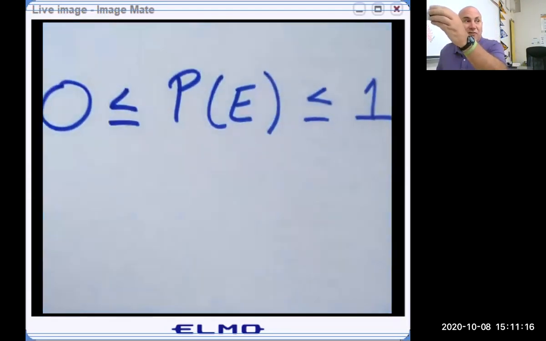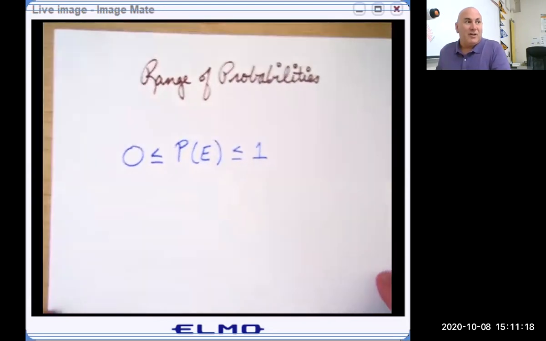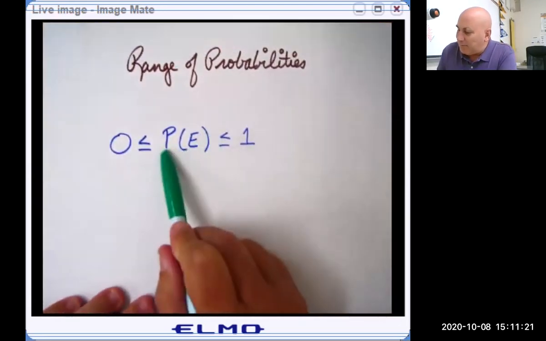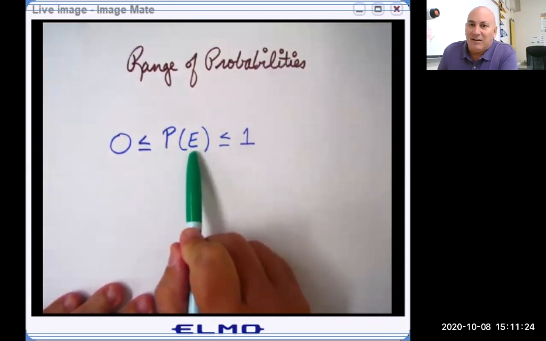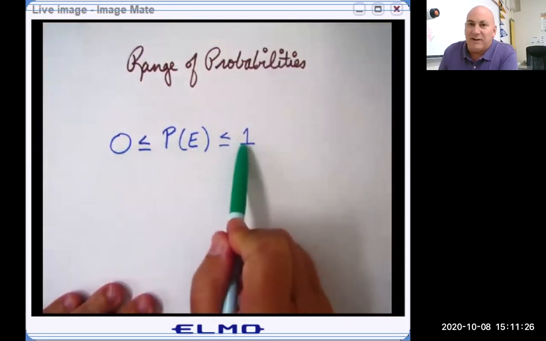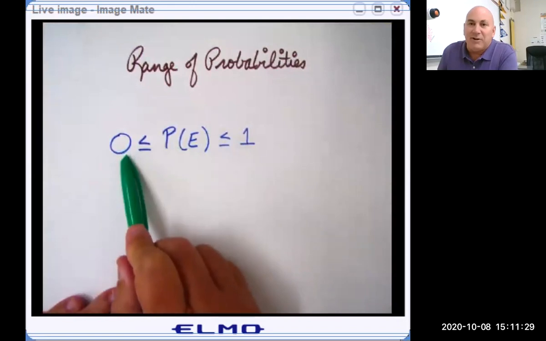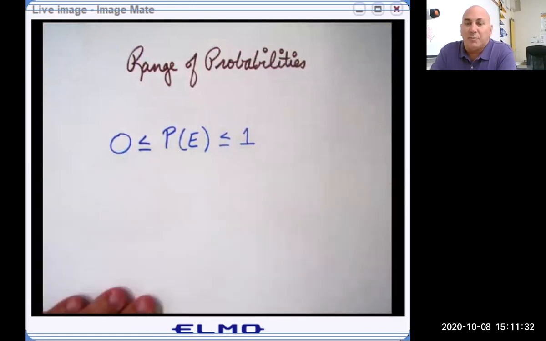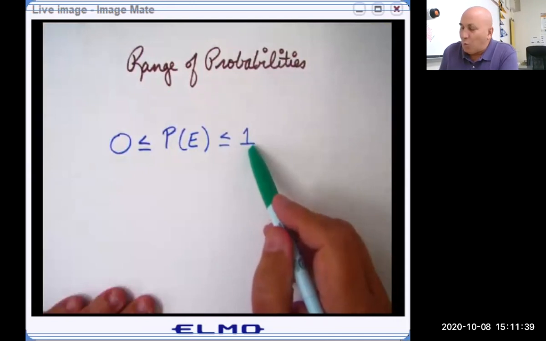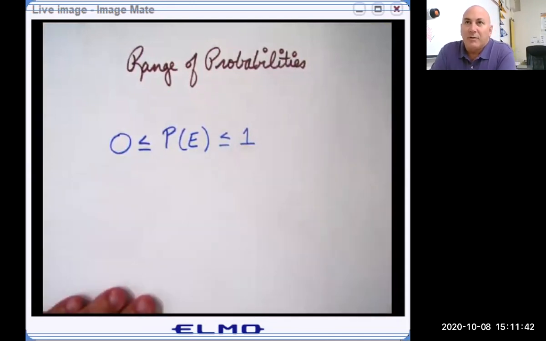There's the range of probabilities rule. What it says is that the probability of any event E has to be between 0 and 1 inclusive. You can have a probability of 0. What's the probability that the sun will rise in the west tomorrow? It's 0. What's a probability of 1? If you roll a die, you're going to roll a whole number. That's a probability of 1.